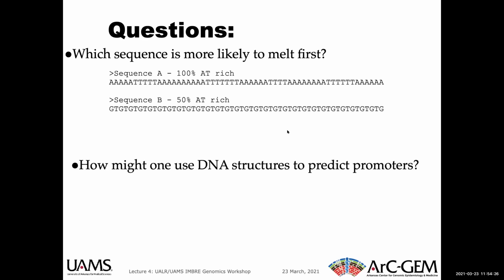Okay. Sorry, can I ask a question? Yes, of course. So normally, when you design primers and you're looking at the DNA, you try not to get too many G's and C's because it makes the melting point higher.